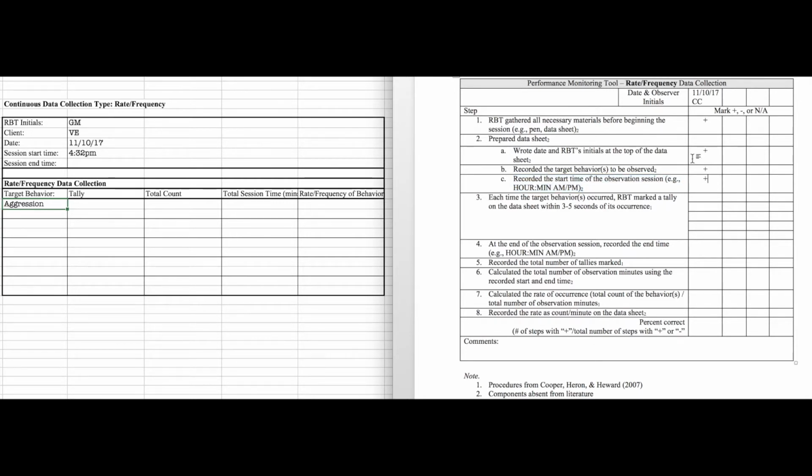Very nicely done. The next step we're going to look at is step 3. We're going to watch Grecia work with Vahe and note whether she tallies each time the target behavior occurs within 3 to 5 seconds of its occurrence.